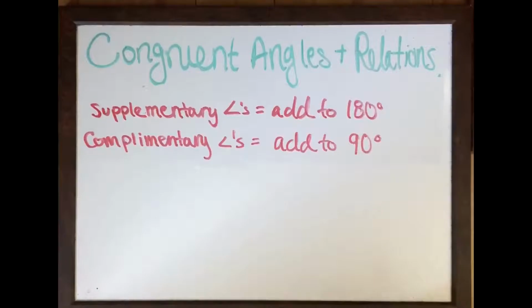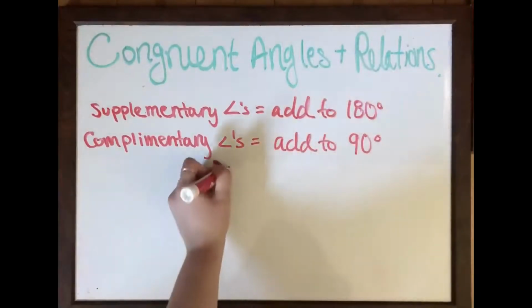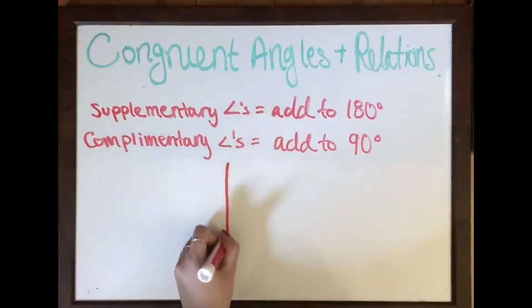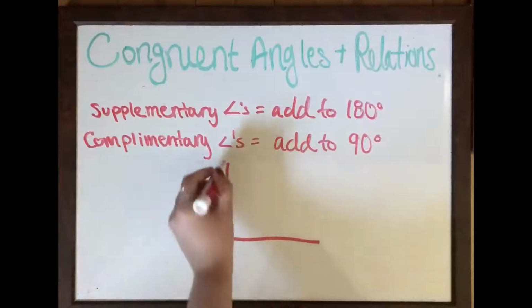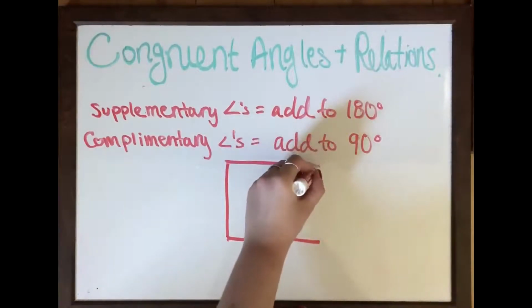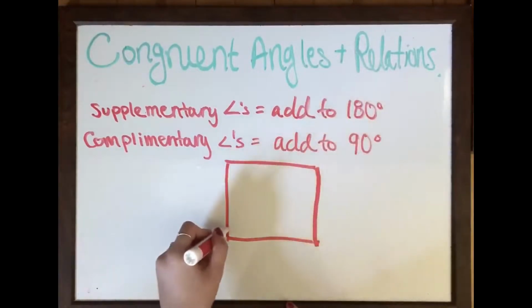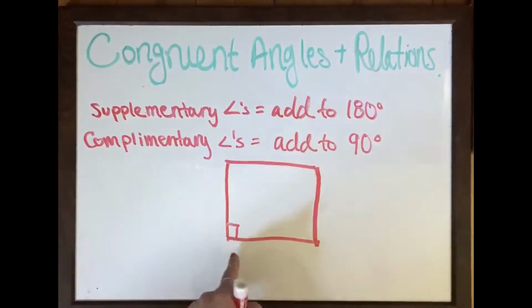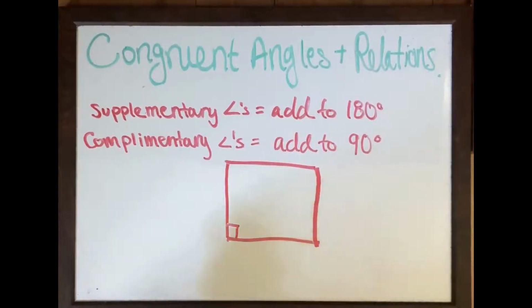Okay, so we know that the definition of supplementary angles is add to 180 degrees. There's also a relationship of complementary angles that add to 90 degrees, and I'll give you an example of that. So in a lot of shapes, like a square or any rectangle, that's a terrible square, we know that the angles on the corners are 90 degrees, right?